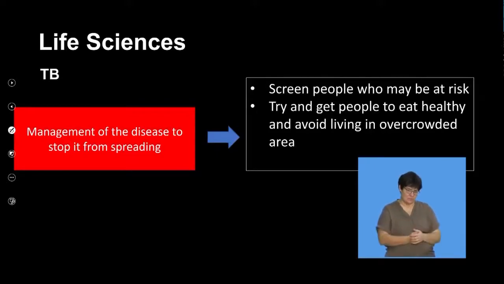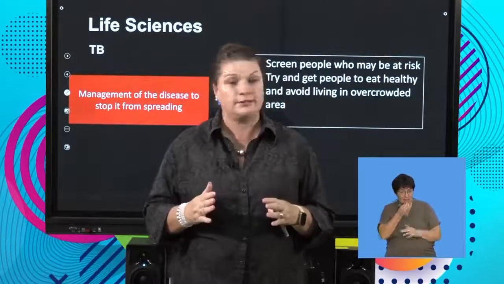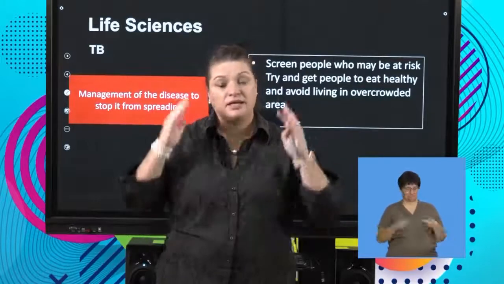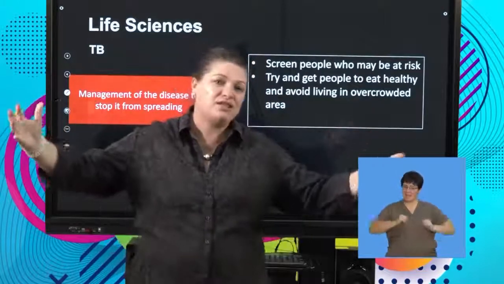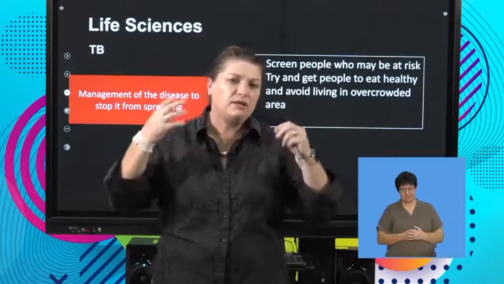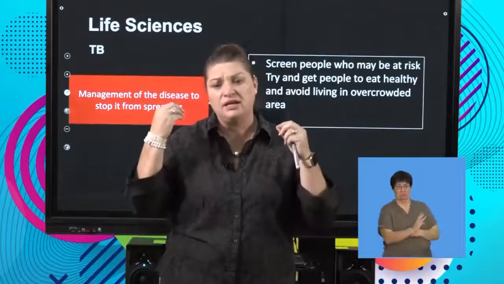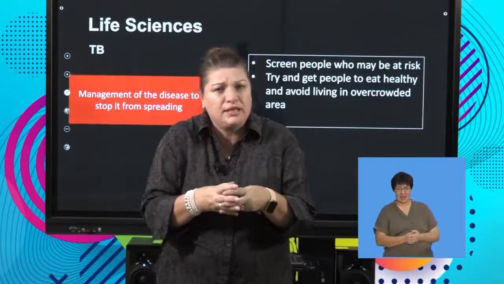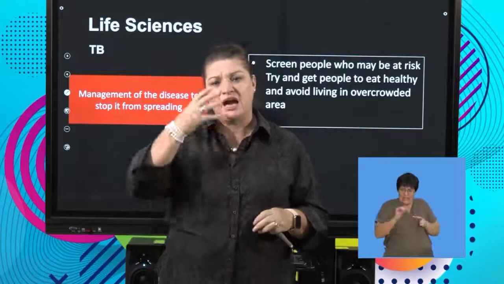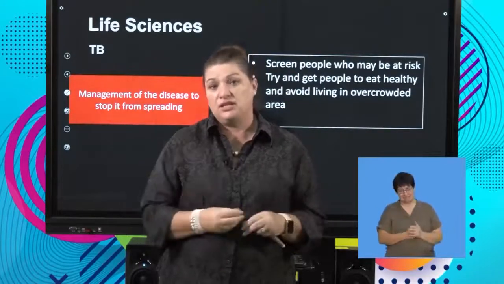But we also need to look at the South African situation. Does everybody have access to healthy foods? No. Does everybody have a nice, spacious, big house? No. So when we look at South Africa, when we look at our poverty and when people are forced to live together in very small areas, unfortunately, it makes the spread of TB much easier.